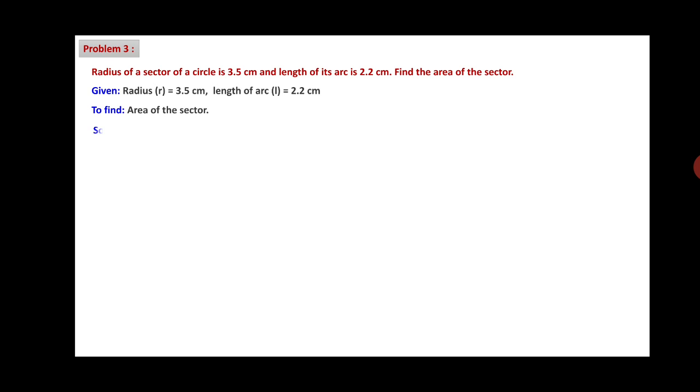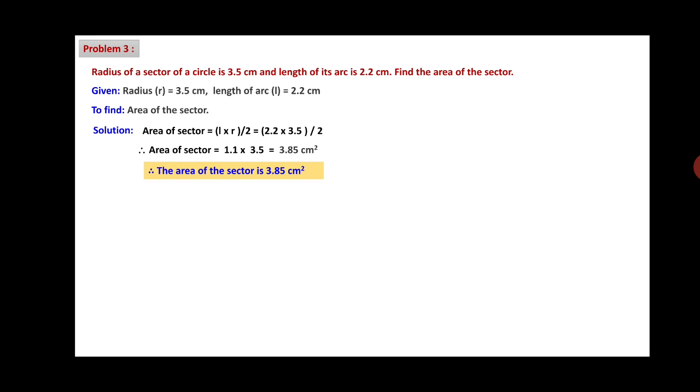To find area of the sector, so the solution, the formula will be area of the sector is equal to L into r by 2, which is 2.2 into 3.5 divided by 2. So area of the sector is equal to 1.1 into 3.5, that will be 3.85 square centimeter. That is, the area of the sector is equal to 3.85 centimeter square.